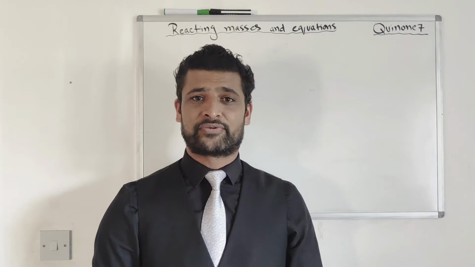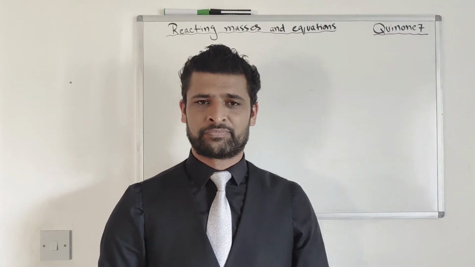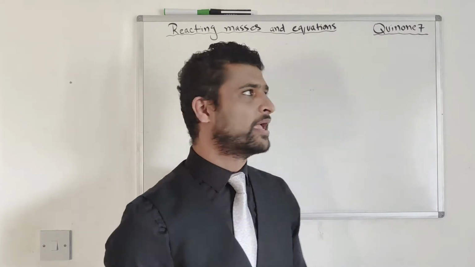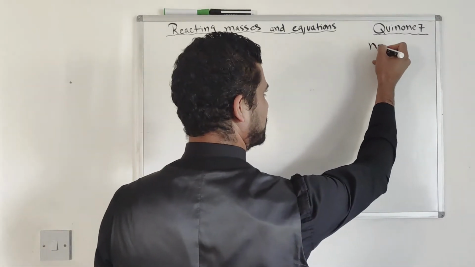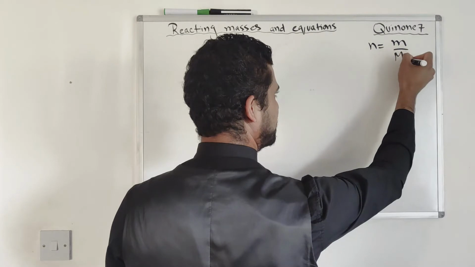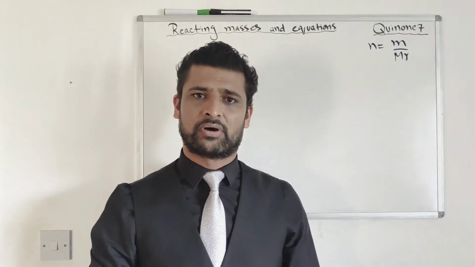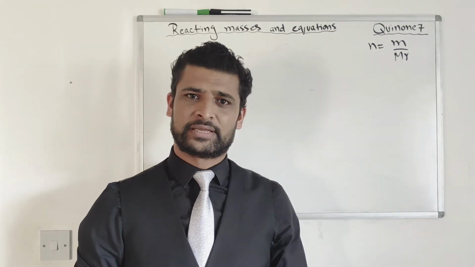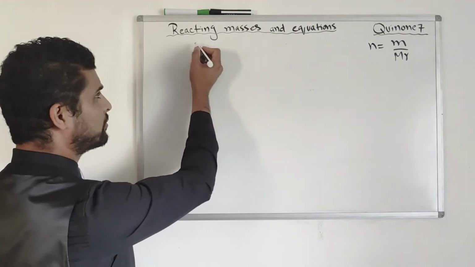Today we're going to look at the reactant masses and equations. Now you have done in the previous video how to calculate moles by using the equation n is equal to m over Mr, where m is the given mass of the substance and Mr you can find from the periodic table. Today we are looking at the reacting masses.